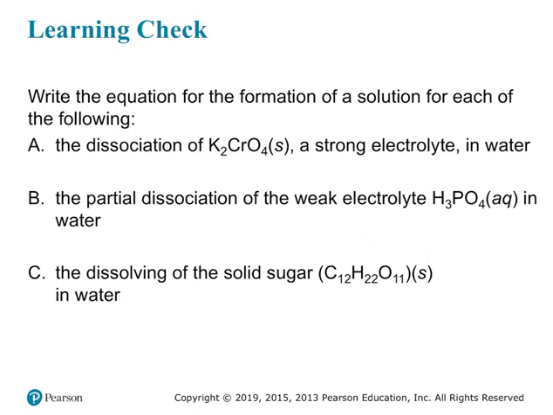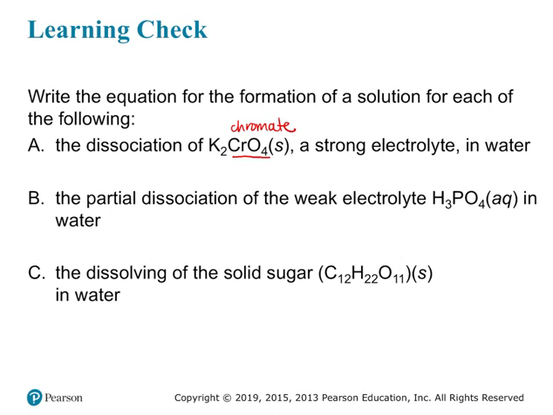Let's do one more practice problem. Let's write the equation for the formation of a solution for each of the following. So A, we're going to write an equation for the dissociation of potassium chromate, a strong electrolyte in water. In that compound, we have potassium, and then we also have the polyatomic ion chromate, which is CrO4. I don't think we've seen that before, but just so you're aware that that's a polyatomic ion.